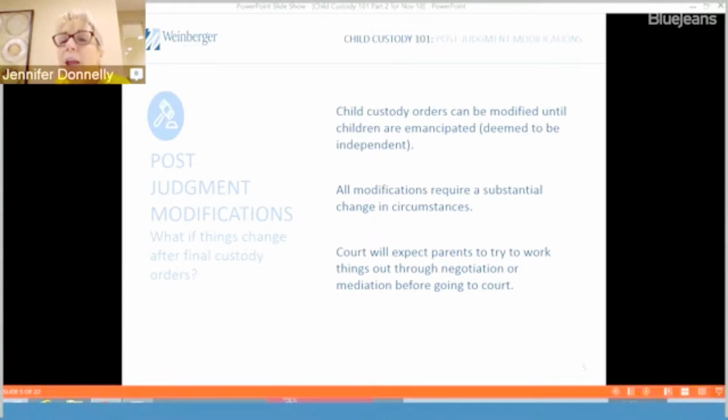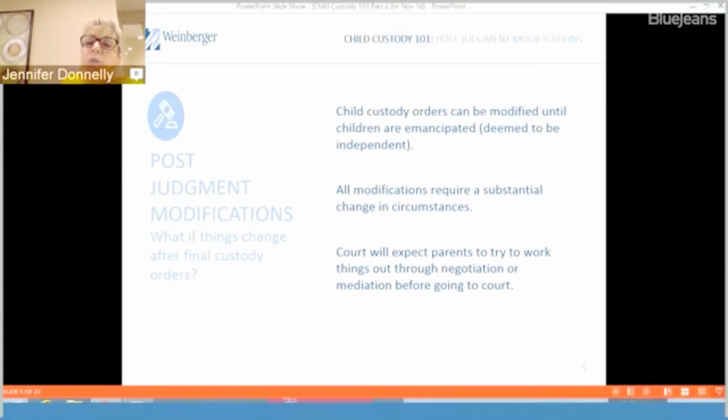Why would you want a judge who is really a stranger laying out your custody and parenting time plans for however many years going forward? So it's always a good idea to sit down, negotiate, and mediate before going to court.